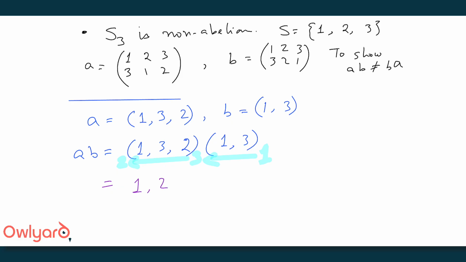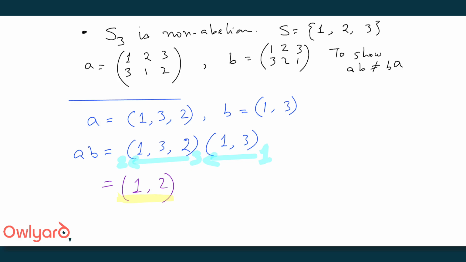How about 2? Using similar logic, notice that 2 remains unchanged after the second cycle, and in the first one, 2 goes back to 1. So this is a cycle. And what about 3? Well, same logic. The second cycle will map 3 to 1, but then 1 gets mapped to 3 again by the first one, so 3 remains unchanged. So this is going to be the cycle decomposition for A times B.